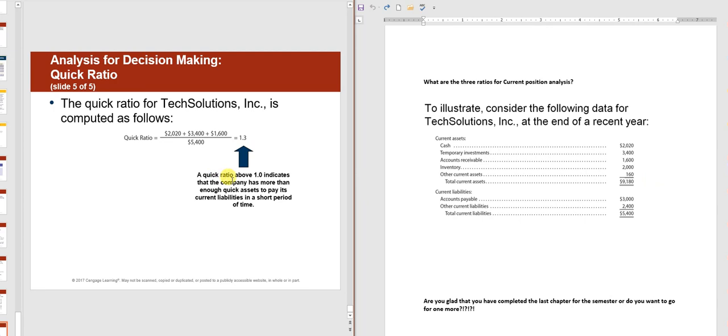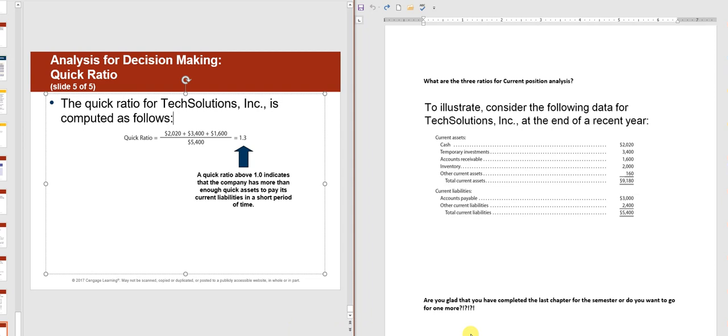Now this says a quick ratio above 1 indicates the company has more than enough assets to pay its liabilities in a short period of time. That's true. The current ratio really should be above 1. The quick ratio, you're going to find out, isn't always above 1. Sometimes it's just a timing difference of when these bills are due and how many more sales I'm going to have before the bills are due. But anyway, they're done. Hope you went through that. This is 47 minutes, so I guess one class period.